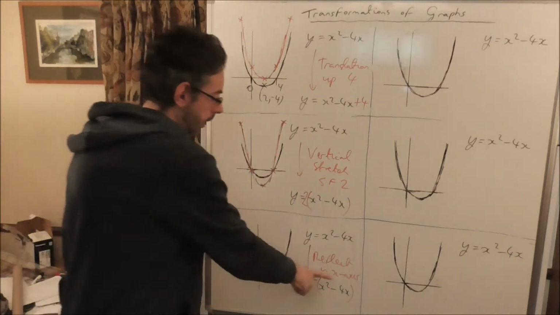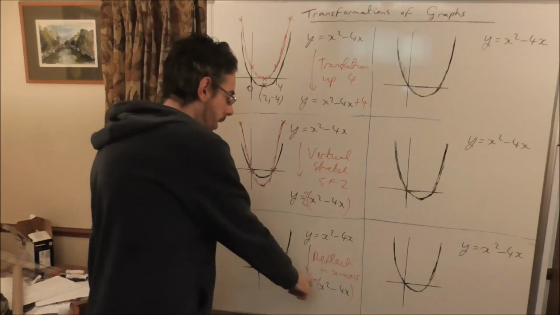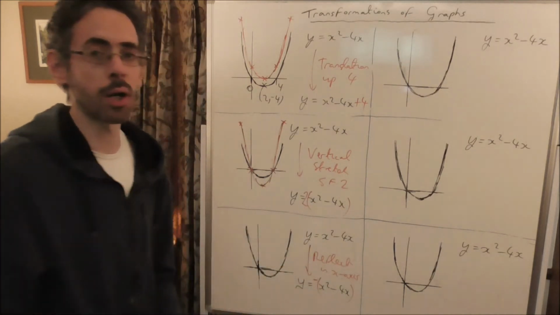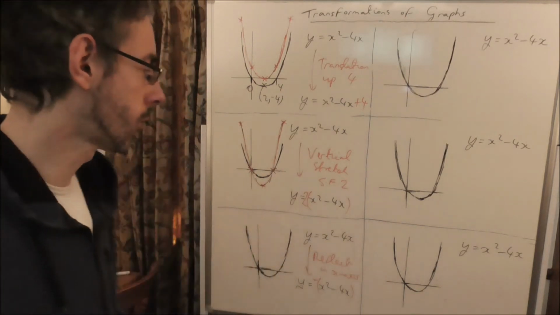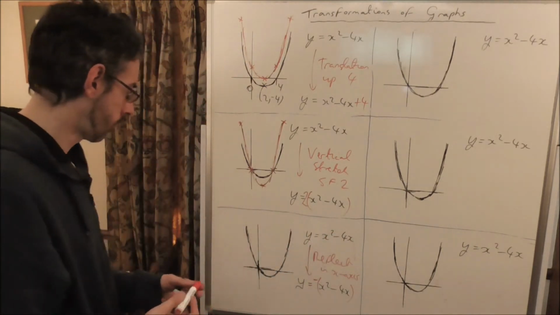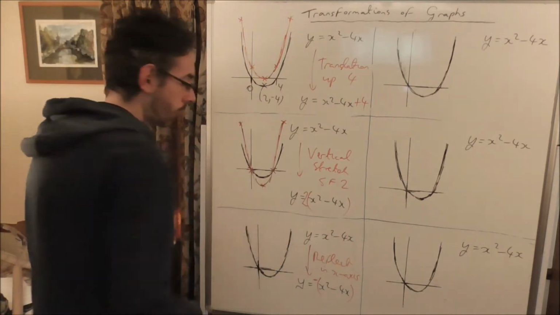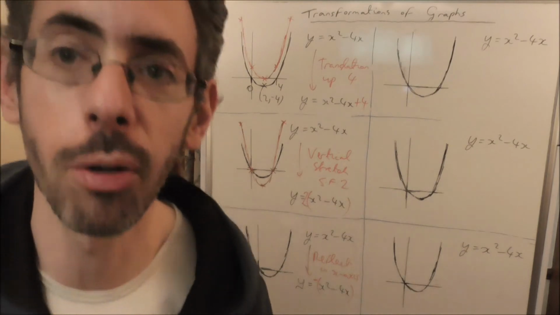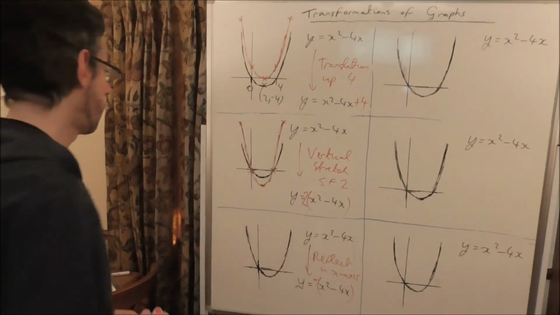Now I could simplify that and get rid of the brackets. That's the same as minus x squared plus 4x if you remove the brackets. But I'll just leave it like that so you can see how it relates to the original expression up here. So sticking a minus sign causes the graph to reflect. All the negative y values become positive and all the positive y values become negative.